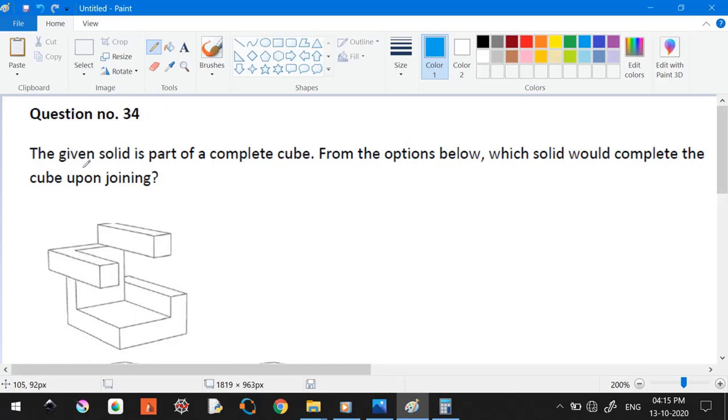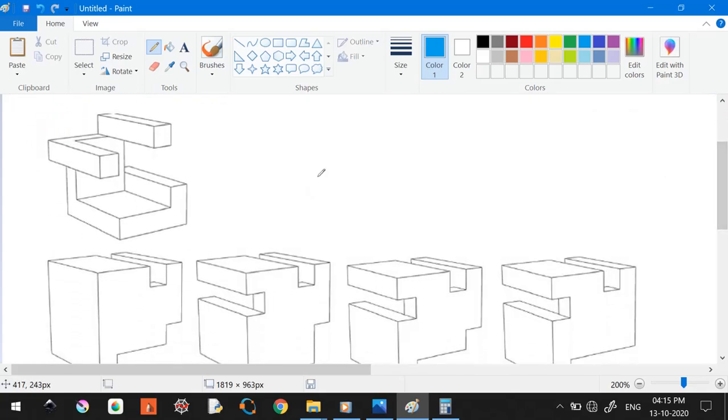Anyway, the second question is: the given solid is part of a complete cube. From the options below, which solid would complete the cube upon joining? Means this is part of a cube. Cube means kind of a box, let us say.